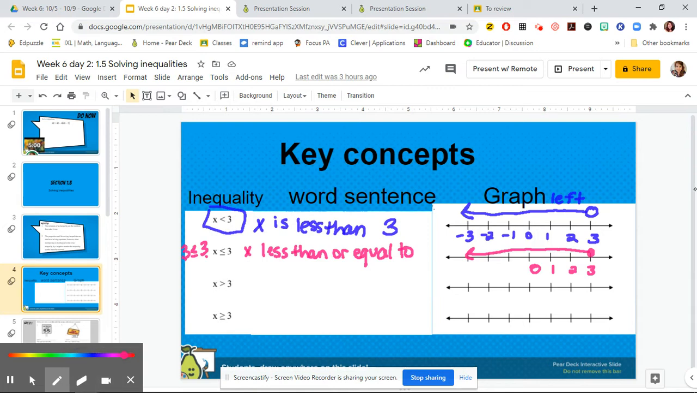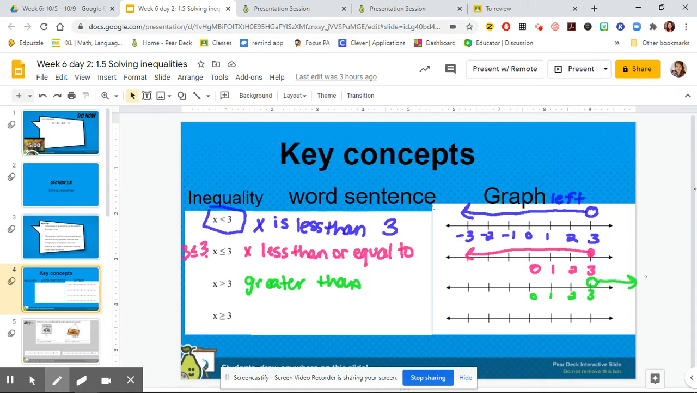The next example, we are going to change now to greater than. So X is greater than 3. So that makes it any number bigger than 3. I cannot choose 3 because 3 is not greater than 3. So when we graph our circle at 3, it has to be open. And we're talking about any number bigger than 3, so I can say it can be 3.2, it can be 4, it can be 10. So I'm going to go to the right for greater than.